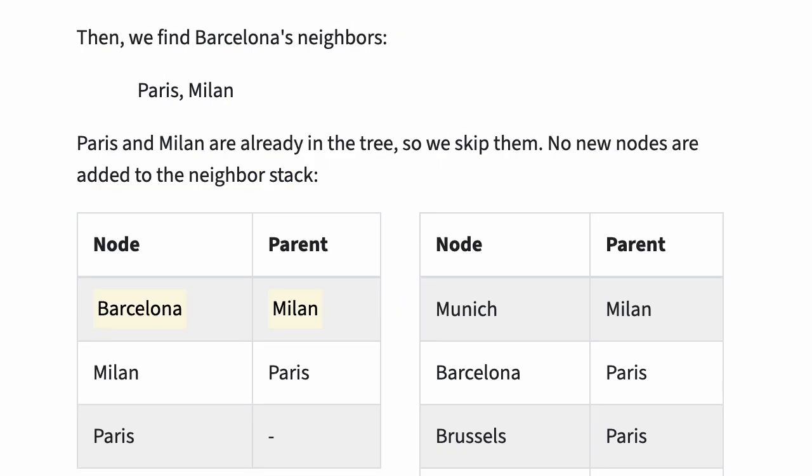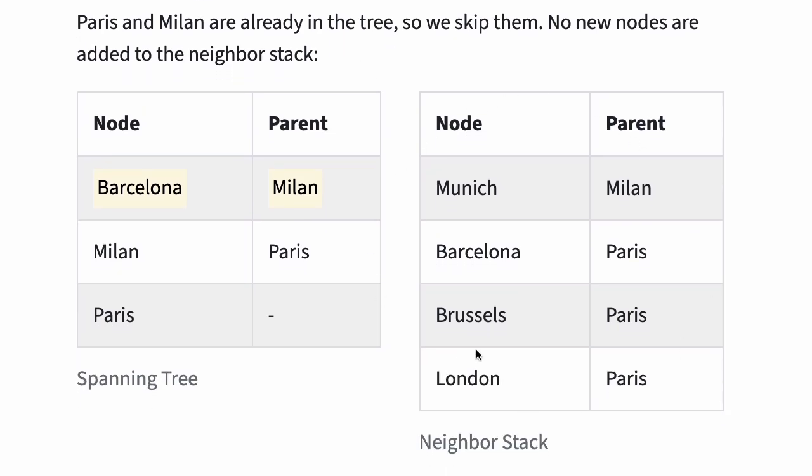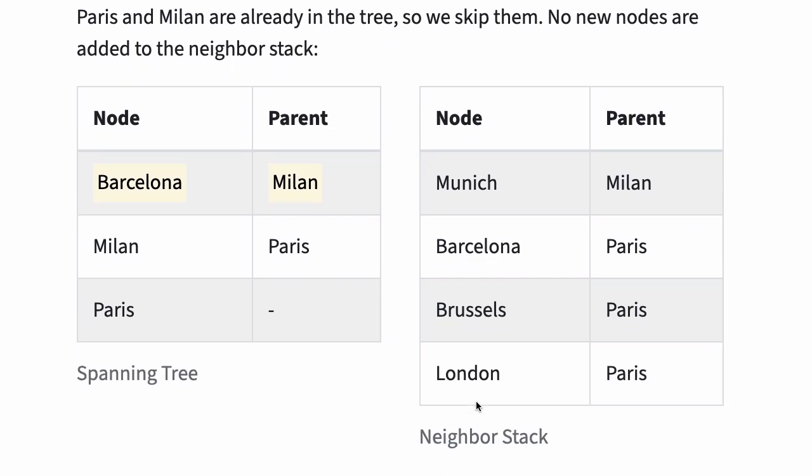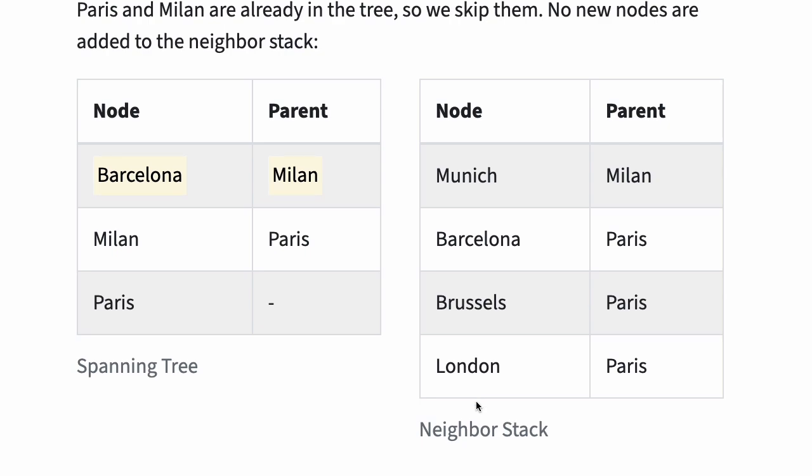Next, let's visit Barcelona. First, we move Barcelona from the neighbor stack to the spanning tree. Then we find Barcelona's neighbors, which are Paris and Milan. Paris and Milan are already in the tree, so we skip them. No new nodes are added to the neighbor stack. We've hit a dead end, so we visit Milan's second neighbor, which is Munich.